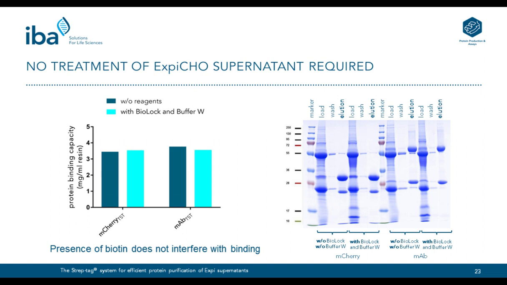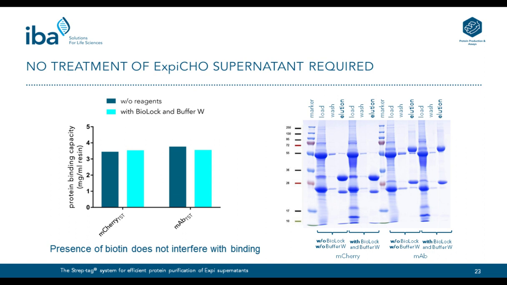So first of all, again, we checked if it's necessary to add biolog solution or buffer W to the ex vitro supernatants, or if we can directly load our supernatants, which we spiked with mCherry and monoclonal antibody, onto the column. And again, quite similar to the results of the Expi293 system, you can see that the addition of biolog and buffer W did not change the protein yield. So again, also for the ExpiCHO system, the presence of biotin did not interfere with the binding of our Twin-Strep-tag protein on Strep-Tactin XT.